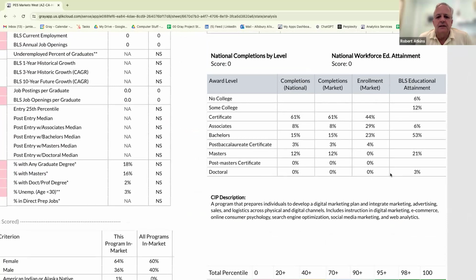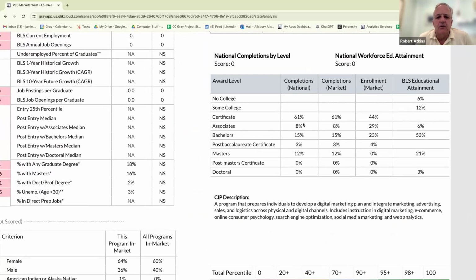Can all of you see that if you look at the certificate level award level, completions are almost all at that level. Enrollment is predominant at that level. And educational attainment in the workforce actually is much higher. Workforce educational attainment is more like a bachelor's degree, probably with certificate tacked onto it.